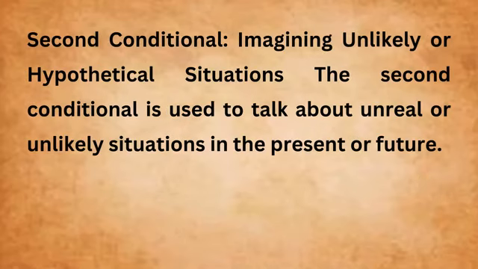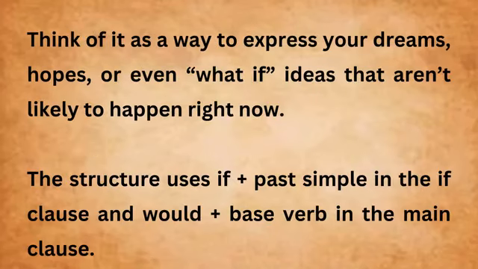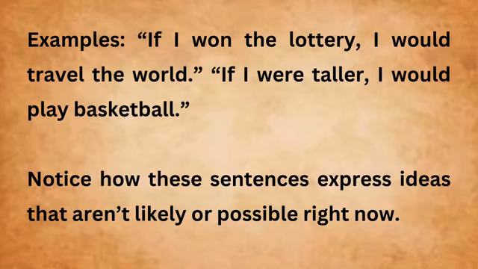Second conditional, imagining unlikely or hypothetical situations. The second conditional is used to talk about unreal or unlikely situations in the present or future. Think of it as a way to express your dreams, hopes, or even what-if ideas that aren't likely to happen right now. The structure uses if plus past simple in the if clause and would plus base verb in the main clause.